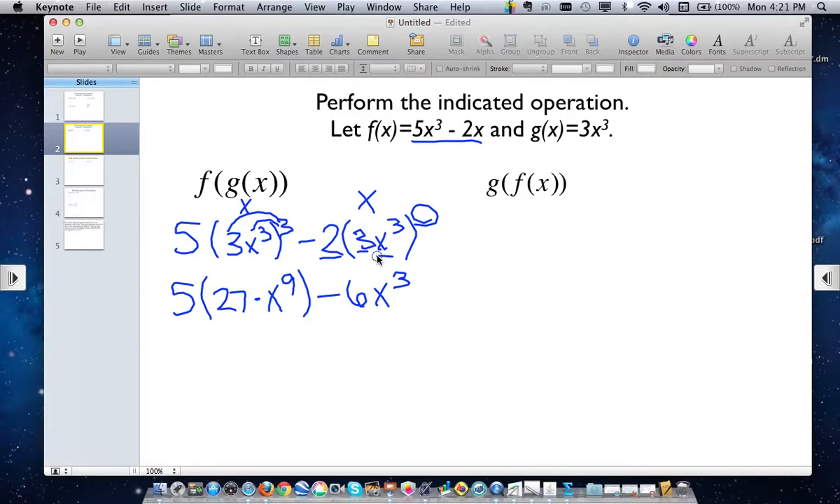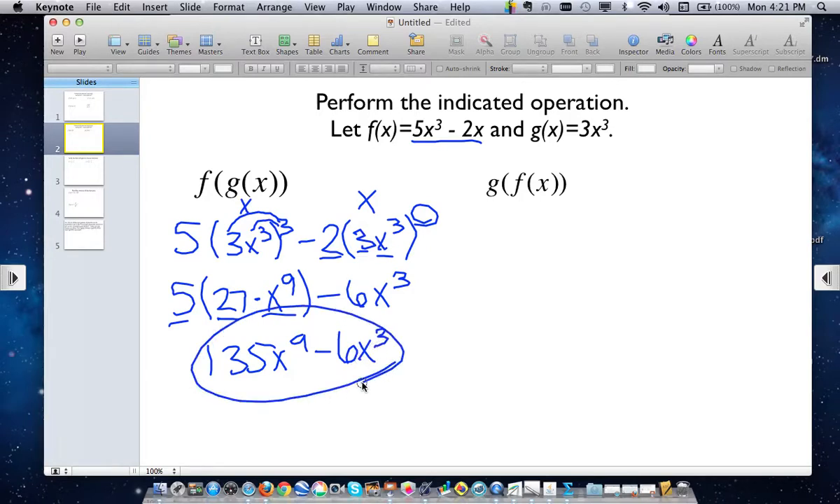Simplify over here to the right, again, it's 5 times 27 times x to the ninth, so this is 135 x to the ninth minus 6x to the third. That's your simplified function. Now I wanted you to go ahead and simplify because really that wasn't too complicated, you just had to watch your substitutions. Now for question number 6, g of f of x, take out 3x to the third, we're going to take out that x and put in 5x to the third minus 2x to the third power.